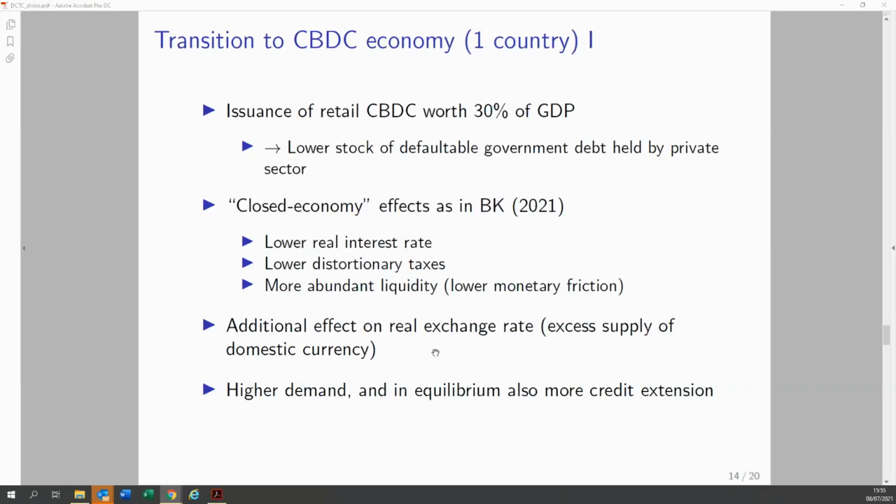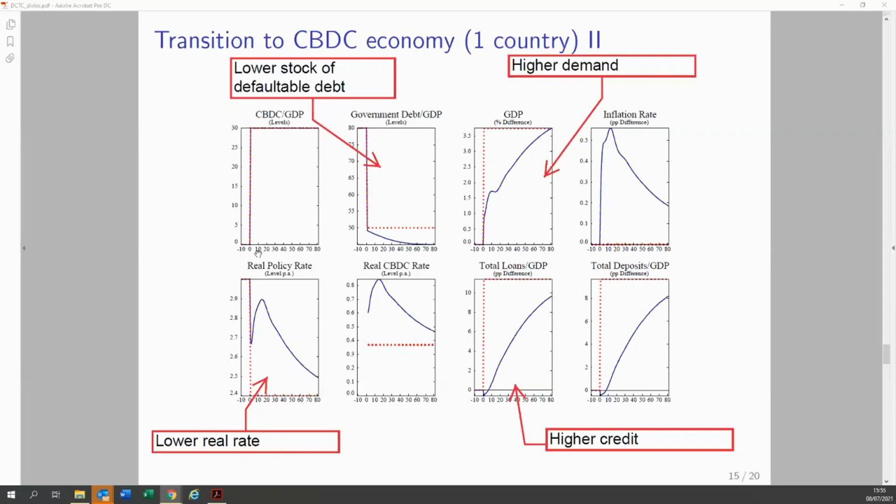So I have two panels to show you. So here is the liquidity injection, 30% of GDP. Here's the effect on the government debt to GDP ratio held by the private sector. Here is the effect on the real interest rate, which is about 60 basis points. And then ultimately what that will result in is higher demand and also a higher level of loans in the economy. But you can't really understand these two panels before I show you the other panels.